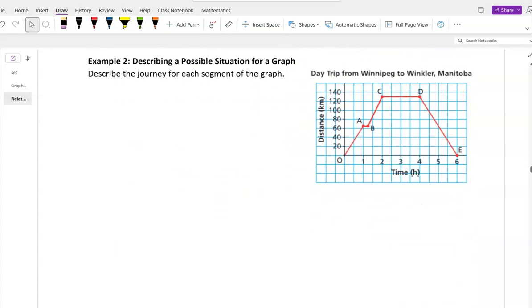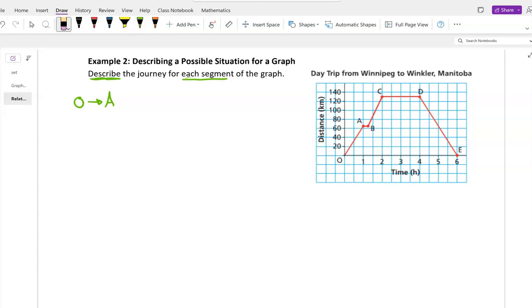Okay, next one. So here we've got a graph and we're supposed to describe the journey. It says for each segment, because you can see each of these lines represents something different. First, what is happening when I go from O to A? What does this line represent? Well, what is this graph about? This graph is saying the distance from Winnipeg as time goes on.